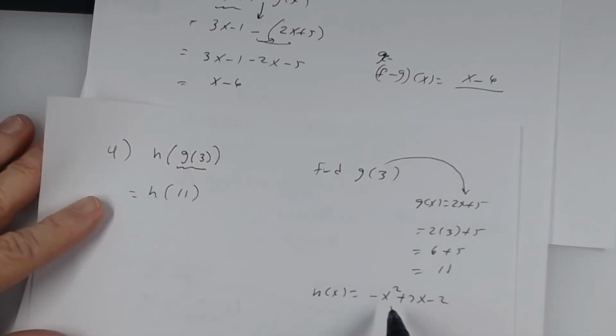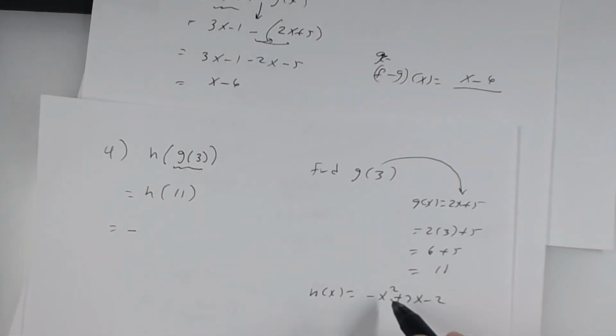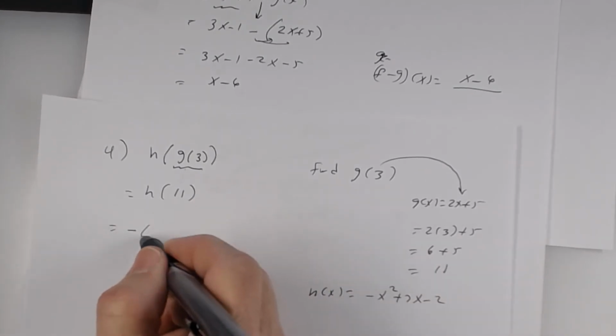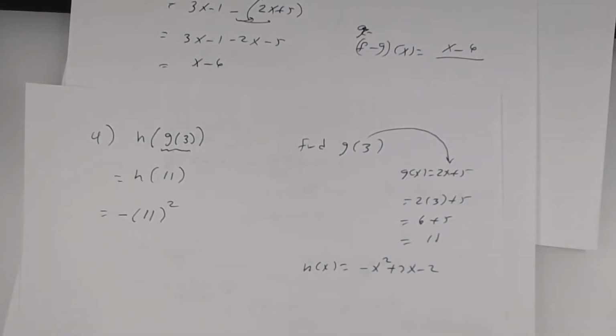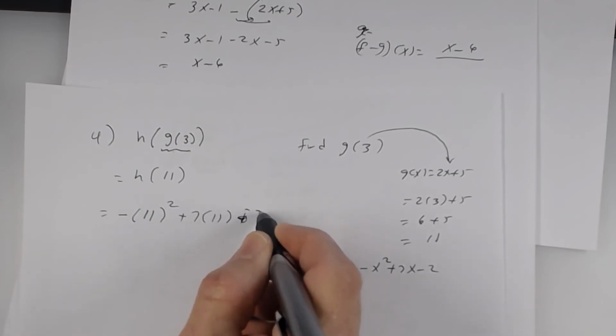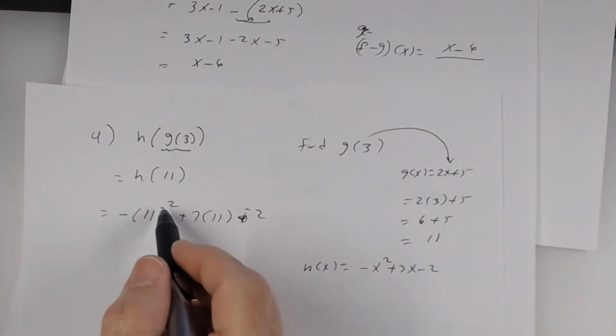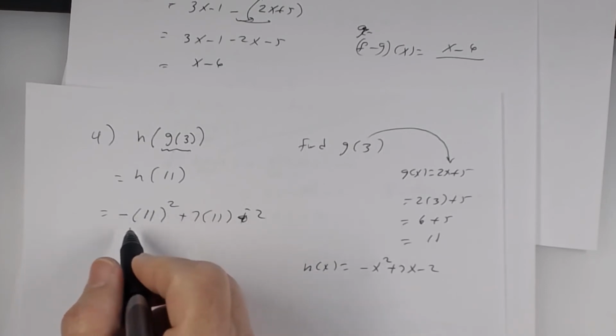So you go to your function h, and where we see the variable, what do you substitute? 11. All right, you got to be careful because that's negative x squared. So that becomes negative. Now, what's being squared when I have it as negative x squared that looks like this? No, but what's being squared? Is it x or negative x? X. Okay, so I got to put only what in parentheses? 11. Okay. Plus 7 times 11, and then minus 2, right? Okay, order of operations. What's 11 times itself? What is it, 22? 121, right?